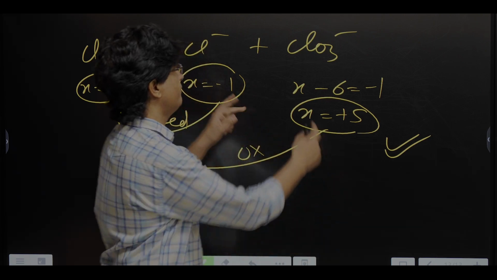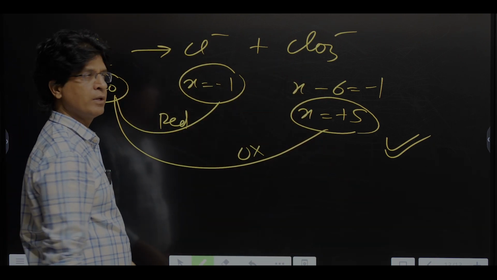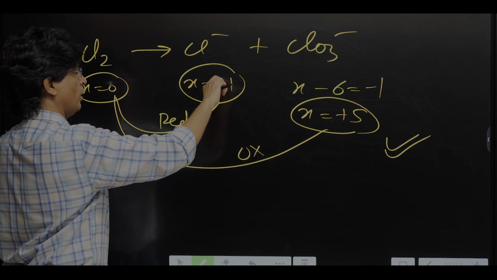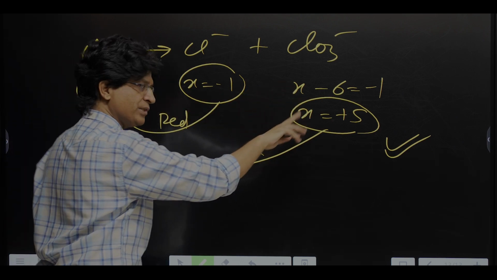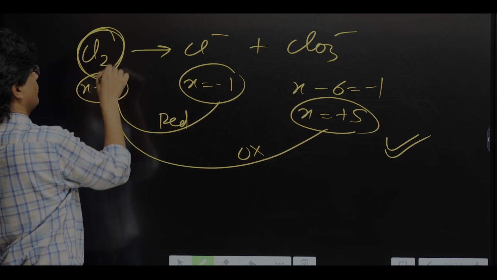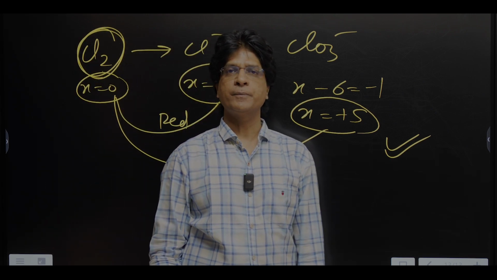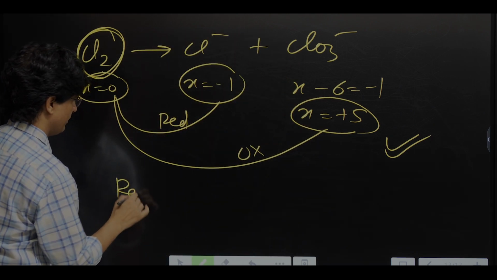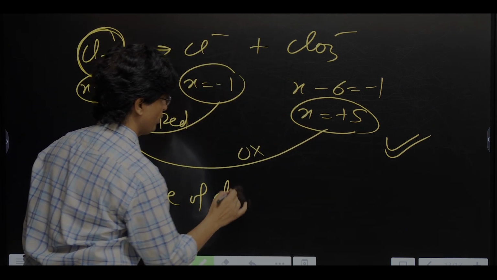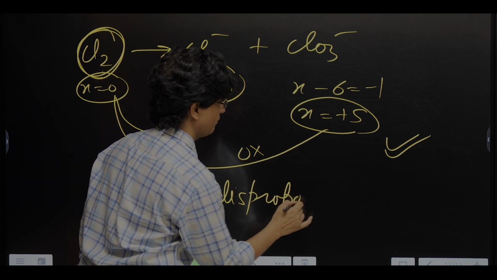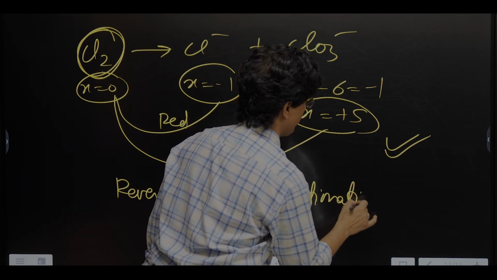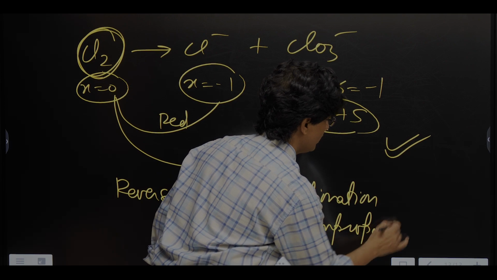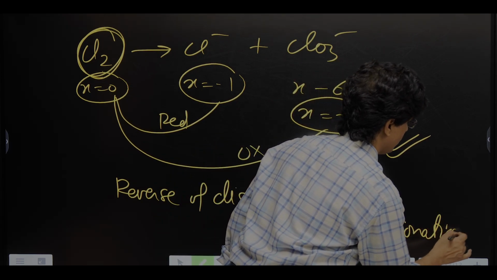Acha, one more thing. If you reverse the reaction, that same element going through reduction as well as oxidation to form a single element or single compound is called a comproportionation reaction. What is this called? Reverse. Remember that, reverse of disproportionation reaction is called comproportionation reaction. Comproportionation, very important.